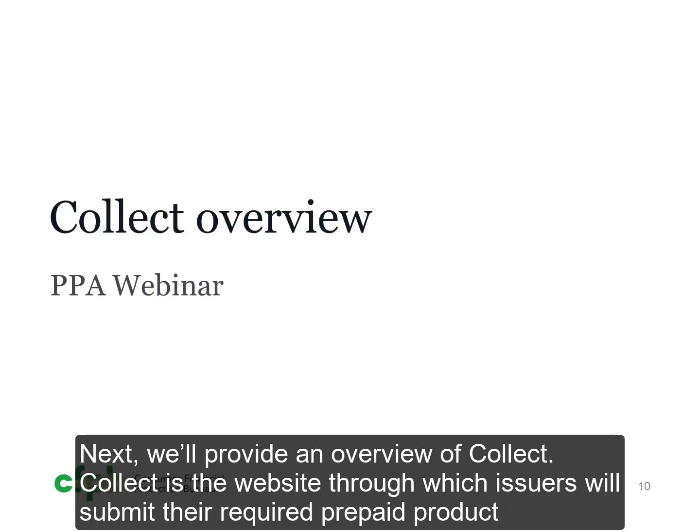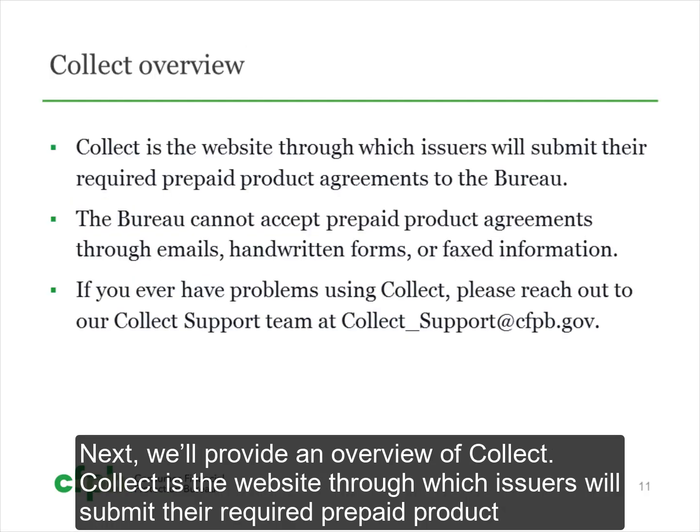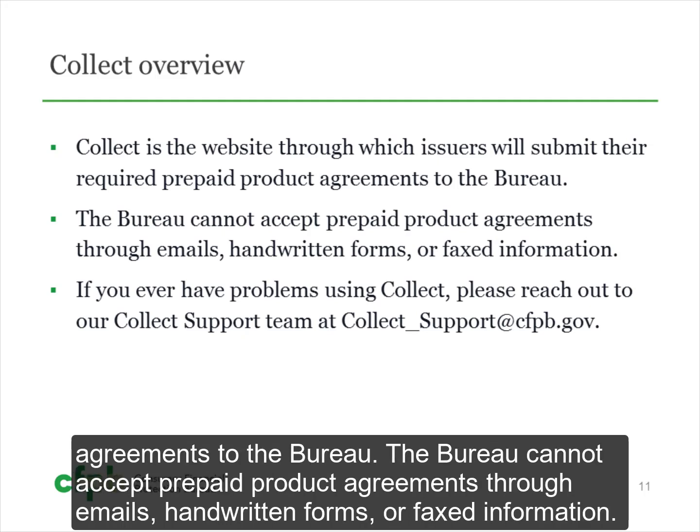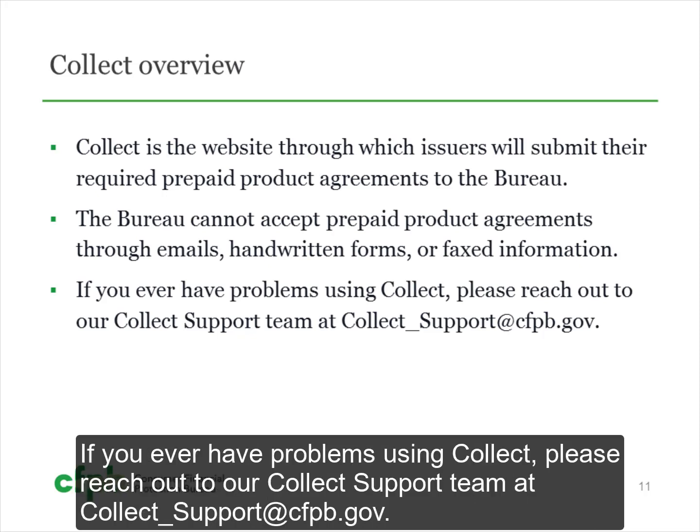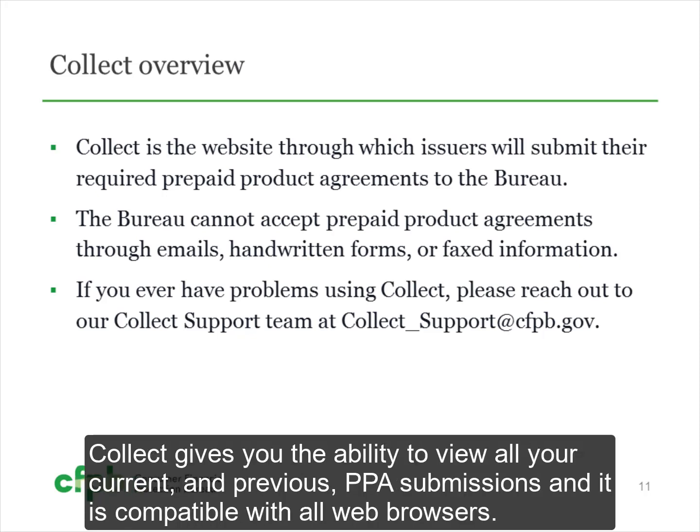Next, we'll provide an overview of Collect. Collect is the website through which issuers will submit their required prepaid product agreements to the Bureau. The Bureau cannot accept prepaid product agreements through emails, handwritten forms, or faxed information. If you ever have problems using Collect, please reach out to our Collect support team at collect_support@cfpb.gov. Collect gives you the ability to view all your current and previous PPA submissions, and it is compatible with all web browsers.